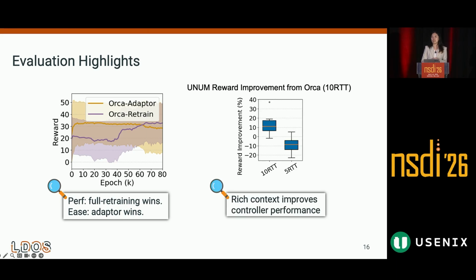We also study the impact of context length. The original Orca model takes in 10 RTTs of history. When Unum is trained with the same length, which is 10 RTTs, we can see that it improves Orca's reward by 13%. But when Unum only sees 5 RTTs of context, performance actually degrades.